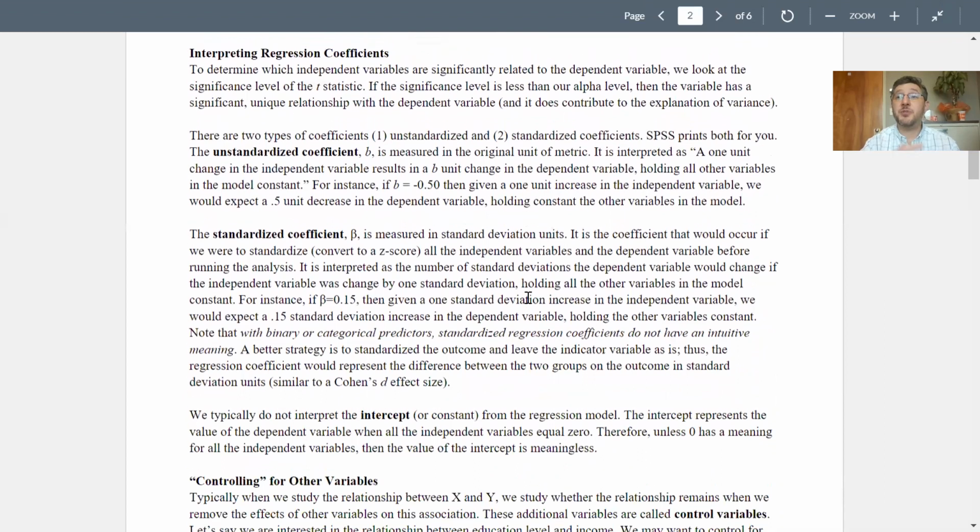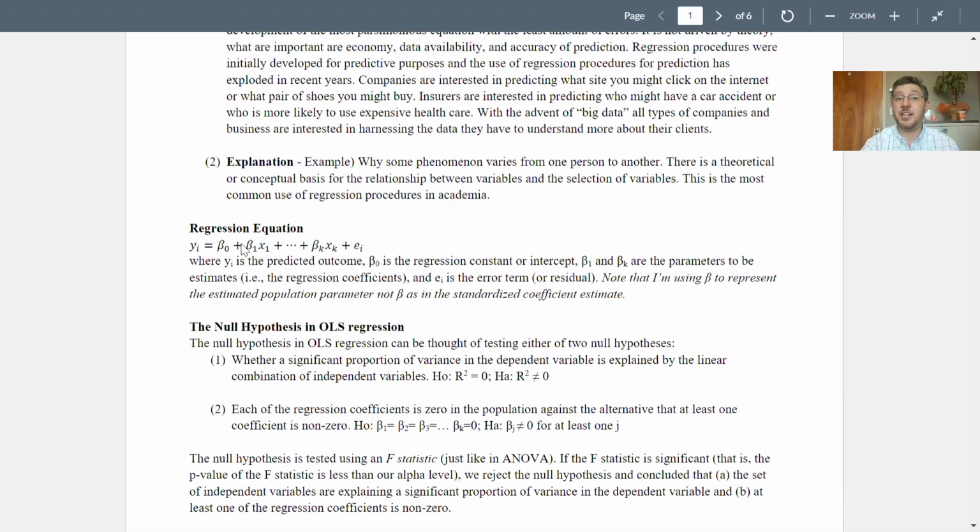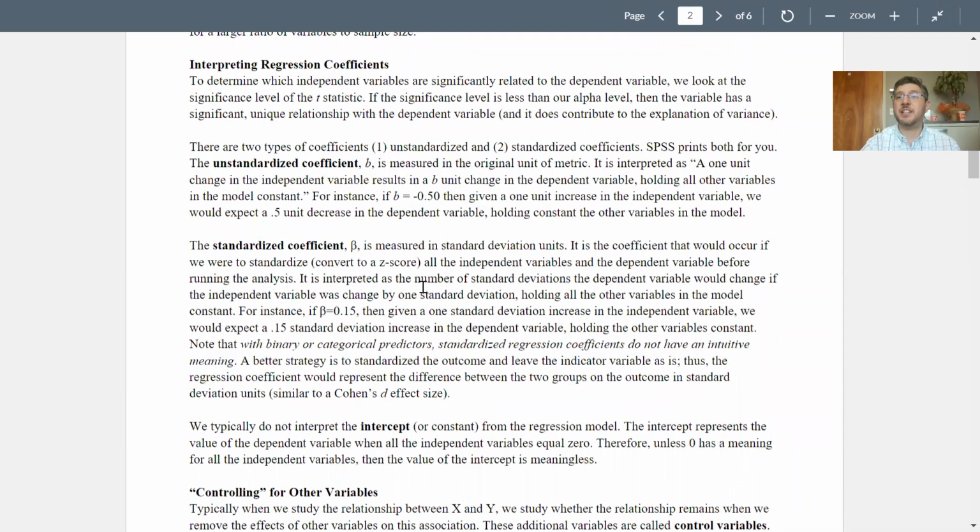So there are two different kinds of regression coefficients. Our regression coefficients, those are the betas in the regression equation. These really explain the magnitude and direction of the relationship between the independent variable and the dependent variable. You can either report them as unstandardized or standardized coefficients. SPSS by default will print both of them for you.